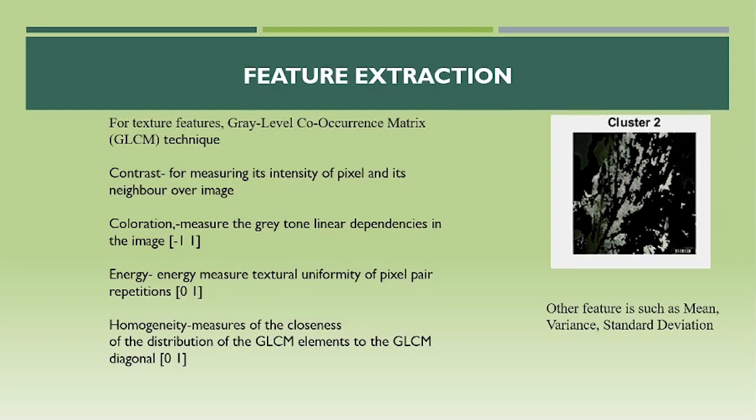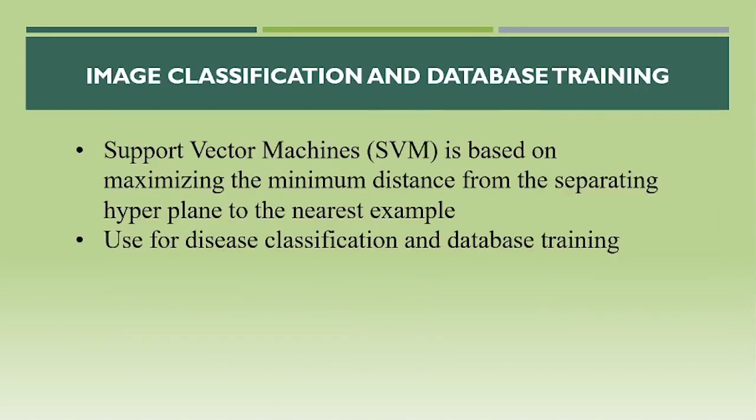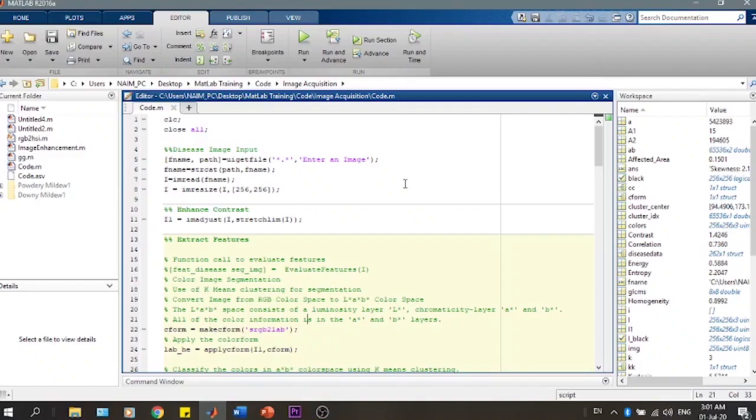After the feature extraction, we have image classification and database training. At this step, we use the support vector machine technique. This technique will classify the disease name and is used for the database training.